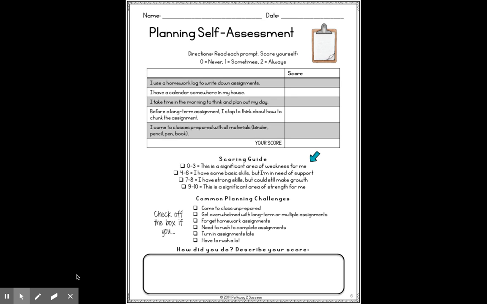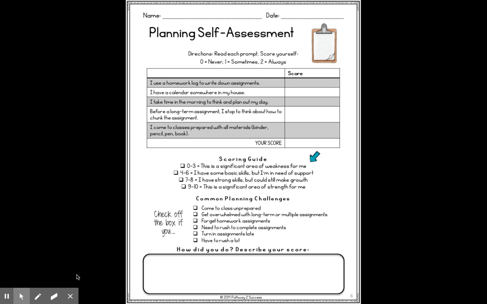Number 4, before a long-term assignment, for example, the early humans assignment, I stop to think about how to chunk the assignment. And chunk just means how to break it down into smaller pieces. So if you have a week to work on something, do you plan out what you're going to accomplish each day of the week in order to get it done on time?